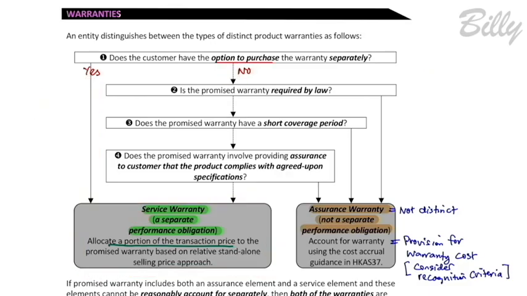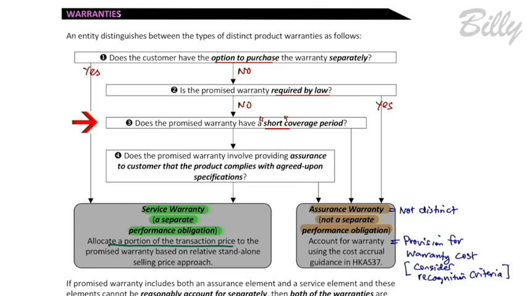If the answer is no, if the warranty attached to the products and services is required by law, then definitely this is an assurance warranty. It's not to provide service, it's to assure the product and services are of certain standards. If the answer is no, is the coverage period considered short? The standard did not define what is long or short. It's based on the product and services. A warranty for a mobile phone and a warranty of an aircraft will not have the same warranty period. To assure the quality of the product and services, a 1 year warranty for a mobile phone is reasonable. A 3 year warranty for an aircraft is also reasonable.